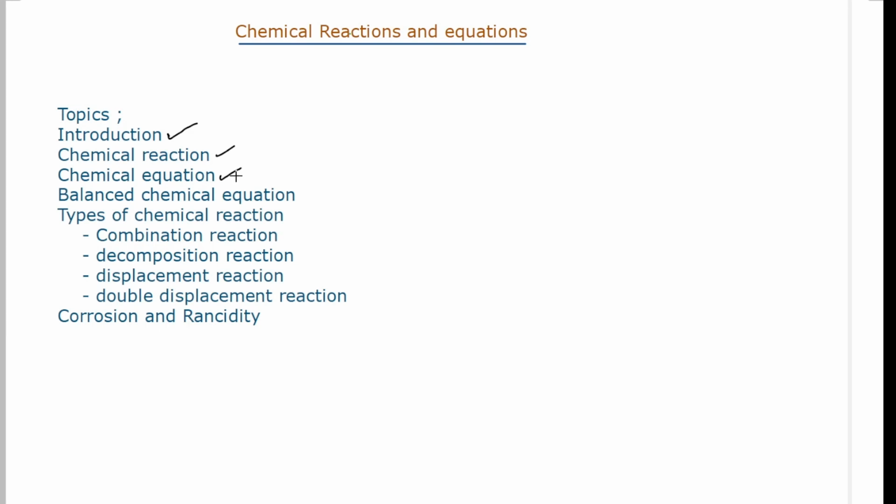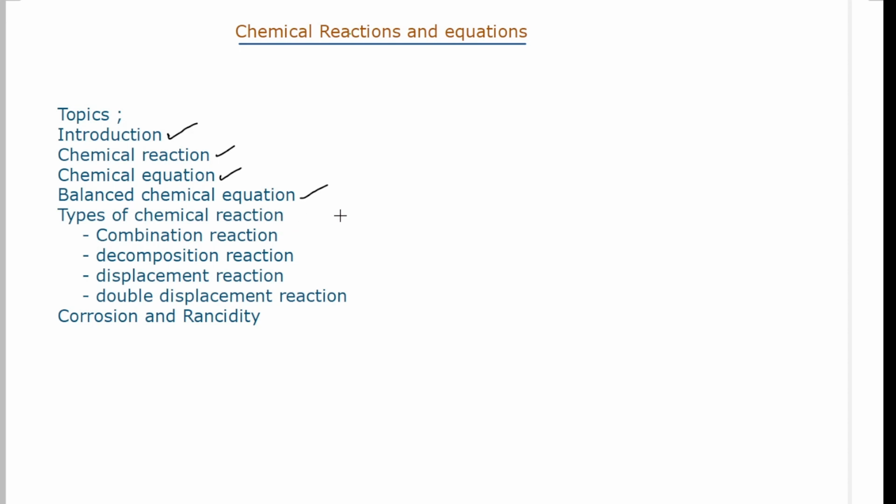Then the most important part of this chapter, that is balanced chemical equation. We will understand here how do we write the balanced chemical equations. There are various steps to make the balancing of chemical equation. We are going to understand here.